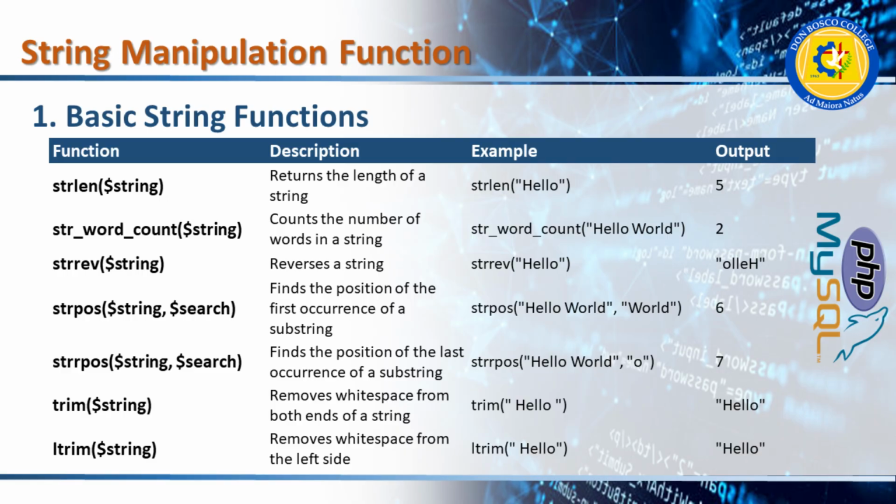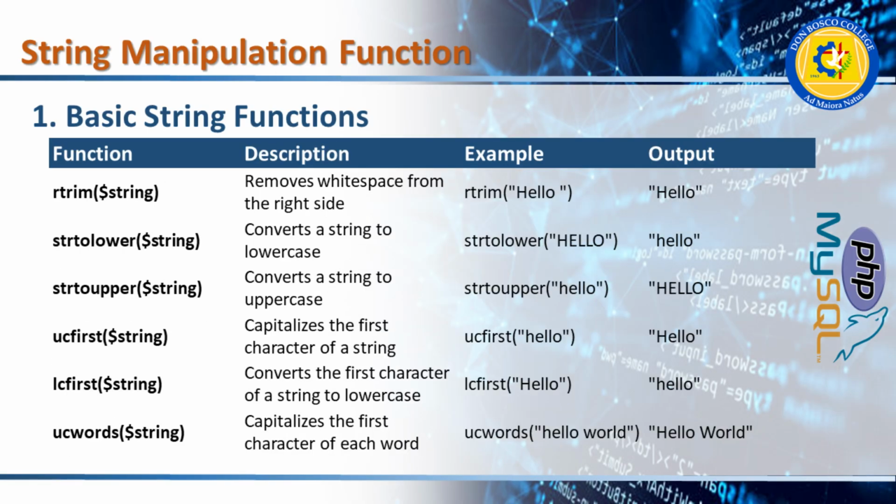strlen returns the length of a string. str_word_count counts the number of words in a string. strrev reverses a string. strpos finds the position of the first occurrence of a substring. strrpos finds the position of the last occurrence of a substring. trim removes whitespace from both ends of a string, and ltrim removes whitespace from the left side. Next, rtrim removes whitespace from the right side.